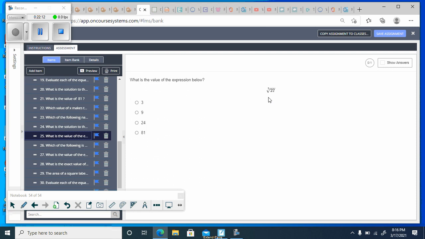What's the value of this expression? The cube root of 27. That would be 3.